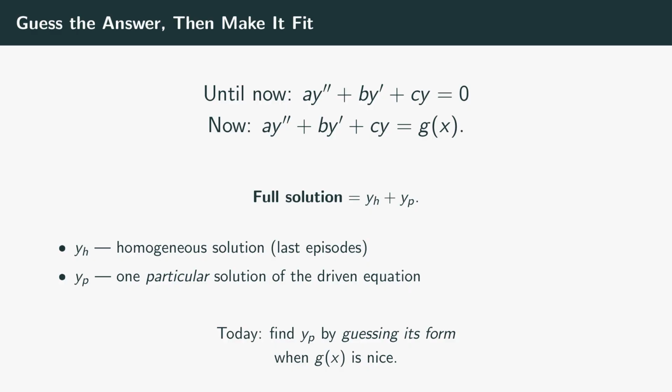Here is the structure of the answer, and it is the most important idea in the episode. The full solution is the homogeneous solution plus a particular solution. We already know how to find the homogeneous part. It is the general solution of the equation with 0 on the right. What is new is the particular solution, yp, a single solution that answers the drive. Today we find that particular solution by guessing its form, which works beautifully whenever g of x is a polynomial, an exponential, or a sine or cosine. Let's see why guessing even works.